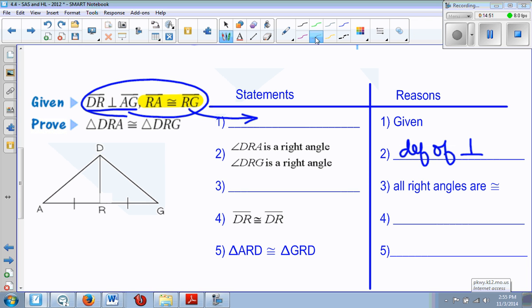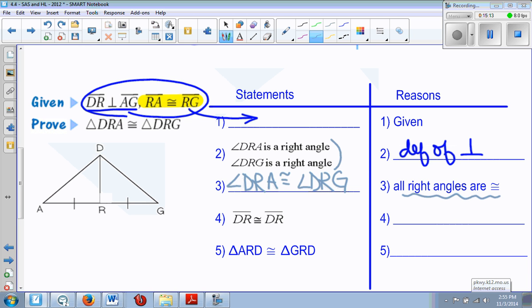In the next step in the proof, notice what the third reason says. It says all right angles are congruent. Well, in the previous step, we showed that we have right angles. If the next step says all right angles are congruent, then that would lead us to believe that we need to state that angle DRA and angle DRG are congruent to each other.